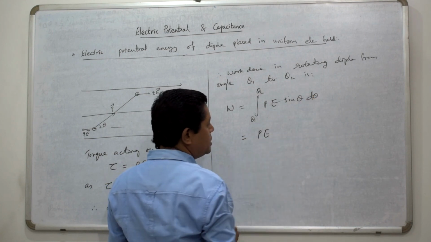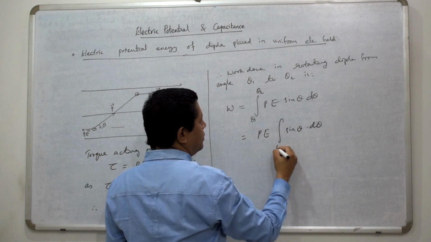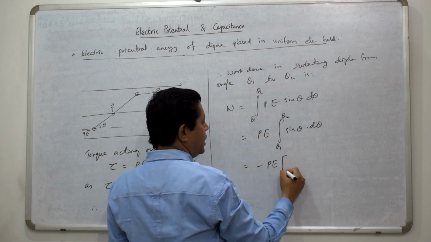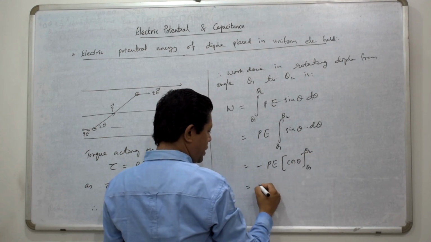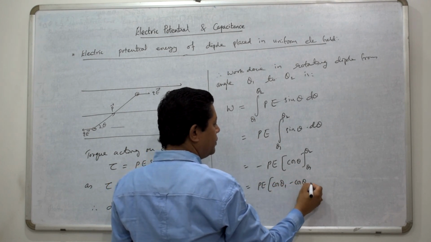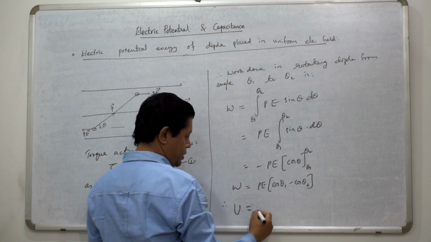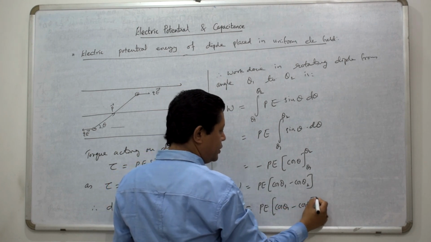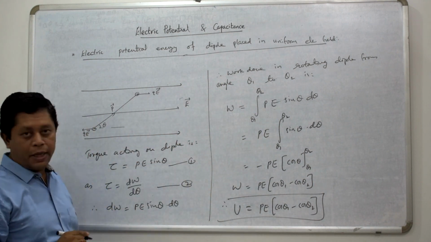P and E are constant here. Integration of sin theta is minus cos theta. So you can write minus PE cos theta, with limits from theta 1 to theta 2. So you can write PE into cos theta 1 minus cos theta 2, as the negative sign is taken inside. So the equation of potential energy is PE into cos theta 1 minus cos theta 2. This way, using this equation, you can find the potential energy of a dipole.